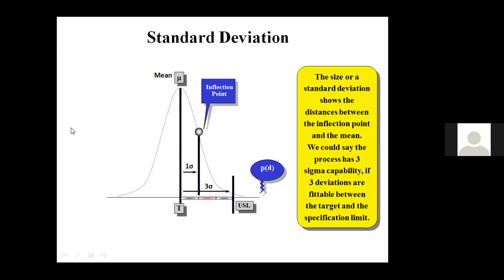I was talking about the mean. We have the upper specification limit. We can see that this is the inflection point. There's 1 sigma. If we extend it, we can see that there are 3 sigma limits up to the upper specification limit. The distance between the inflection point and the mean is what we call a sigma. So we can say the process shows 3 sigma capability. That is, the 3 deviations are fittable between the mean and the upper specification limit.